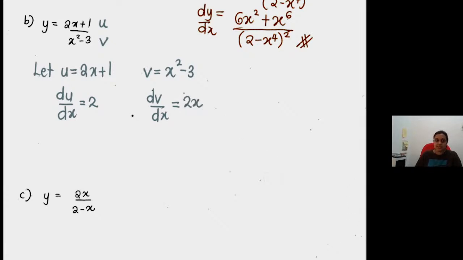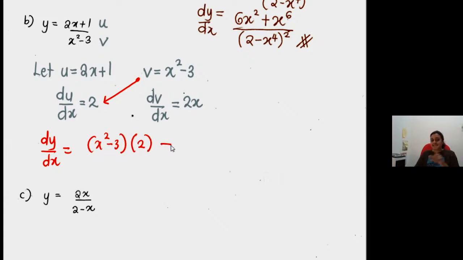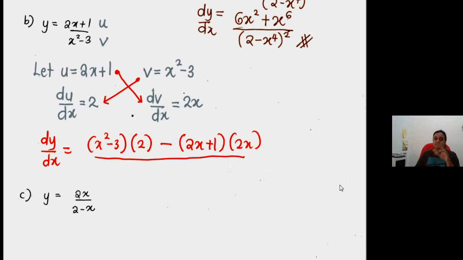After that, since this is the quotient rule, you start from the v. So v times du/dx. Copy the v times du/dx. Then minus. Why minus? Because quotient rule is minus. Copy the u times dv/dx, so 2x plus 1 and 2x, divided by v squared. Copy the v, x squared minus 3, then you put square.